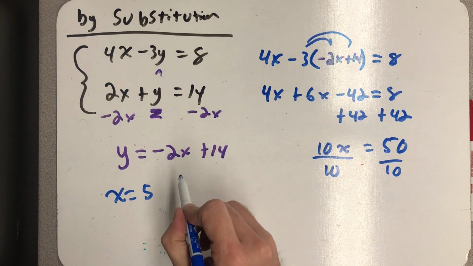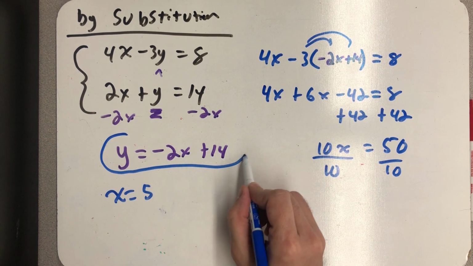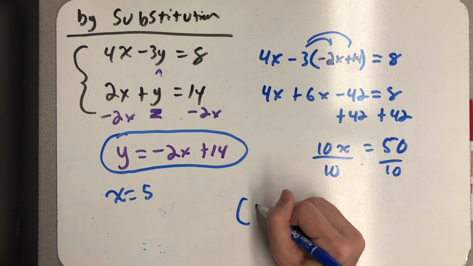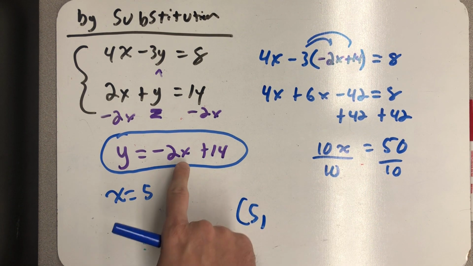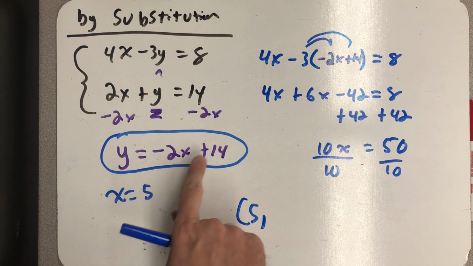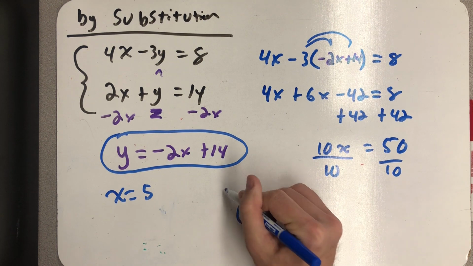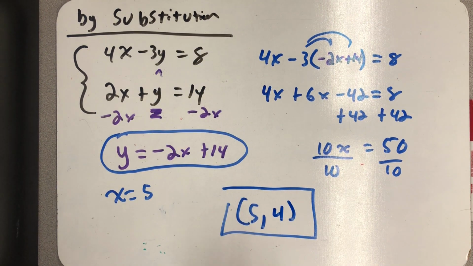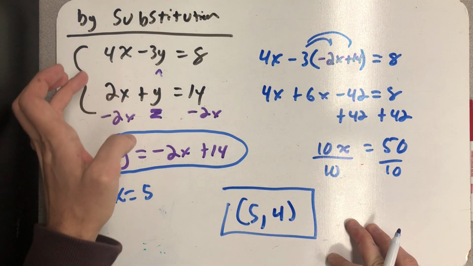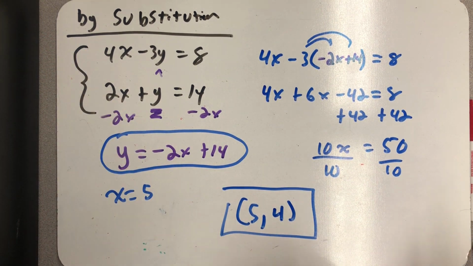All right, so now I can actually use this equation that says y equals to find y. Plug 5 in, I get minus 2 times 5 is minus 10, plus 14 is 4. And there is my solution to this system of equations. And I can always think about that as the point of intersection between these two lines.